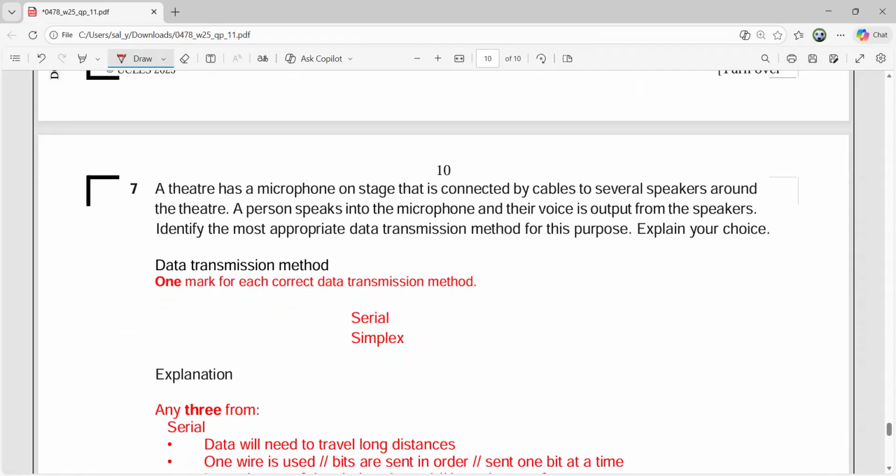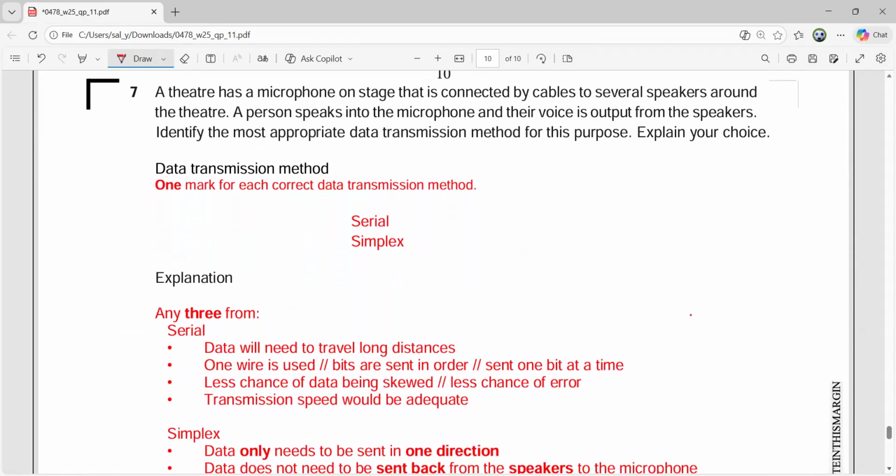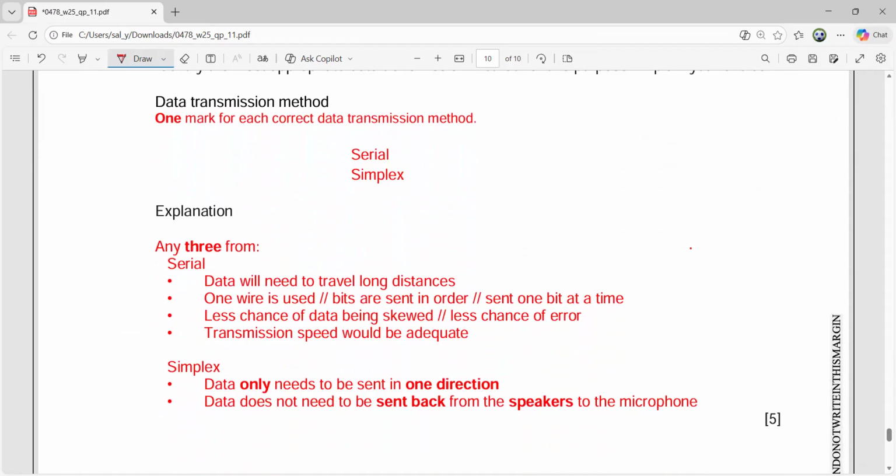A student can say serial or simplex, and the explanation should be accurately written. So marks are going to be distributed like this. For serial, data will need to travel long distances. That is why we can choose serial transmission. One wire is used, meaning that bits are sent in order, or it is going to send one bit at a time. Less chance of data being skewed or getting corrupted or having errors. Transmission speed would be adequate.